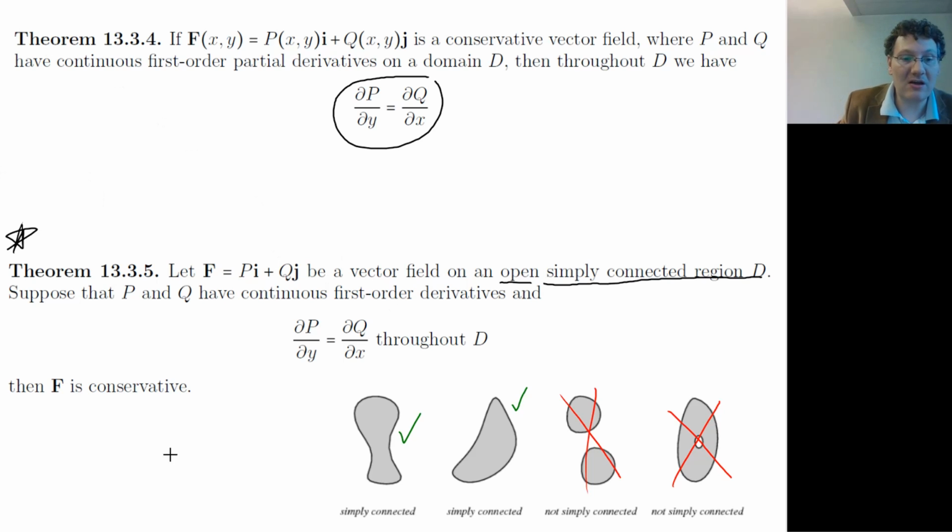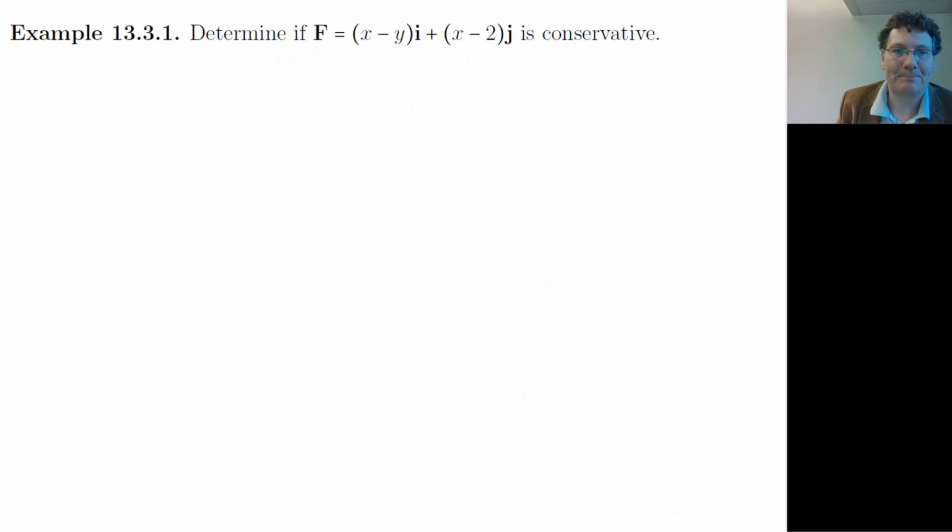So as long as the vector field is on an open simply connected region D, and as long as P and Q have continuous first order partial derivatives, if partial P with respect to y equals partial Q with respect to x everywhere, then F is conservative. So there's your check to see whether a vector field is conservative.